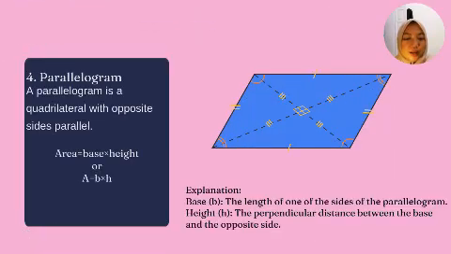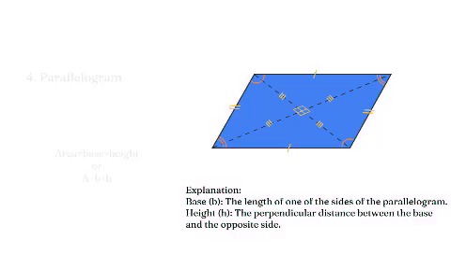And the fourth is the parallelogram. A parallelogram is a quadrilateral with opposite sides parallel. And the formula: area equals base times height, or A equals b times h. And the explanation: base or b is the length of one of the sides of the parallelogram, and the height or h is the perpendicular distance between the base and the opposite side.